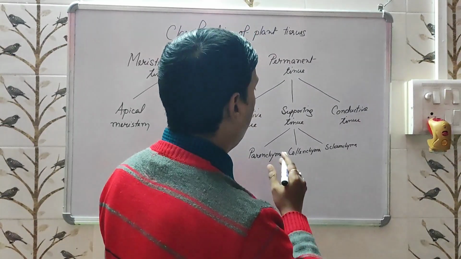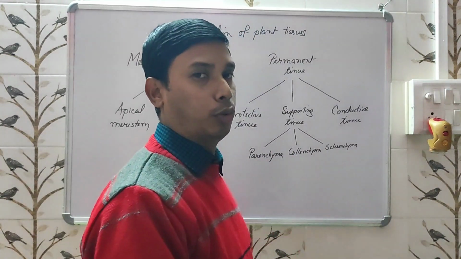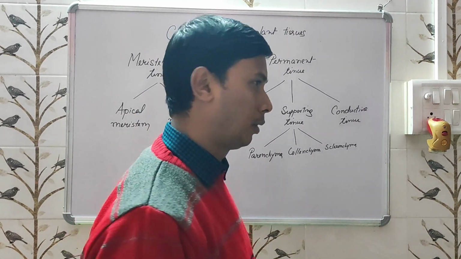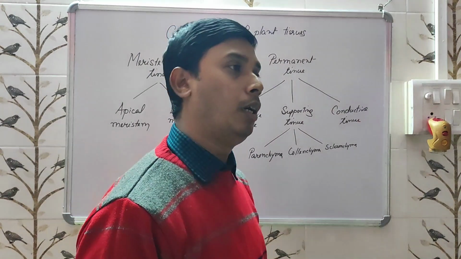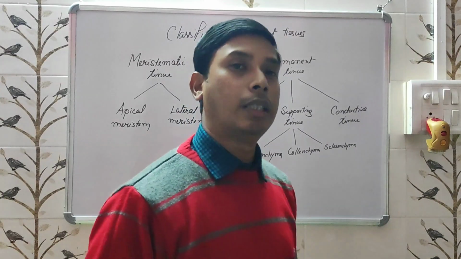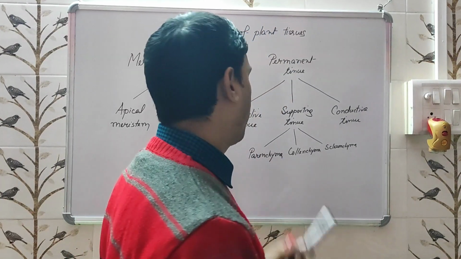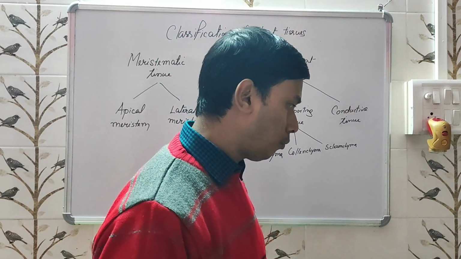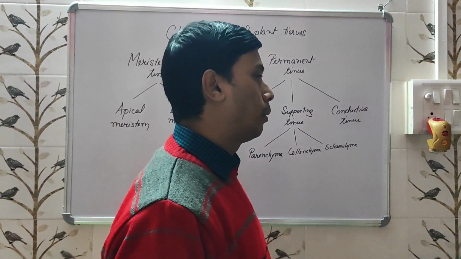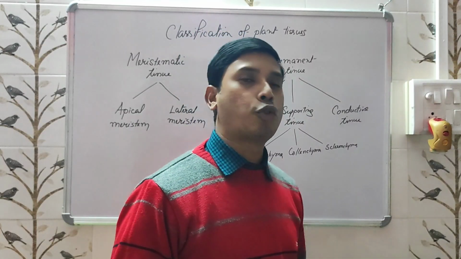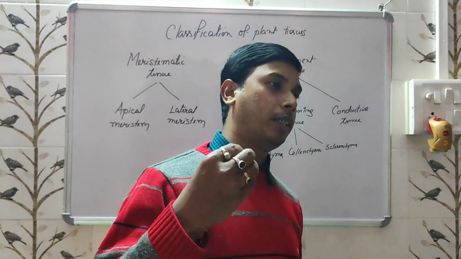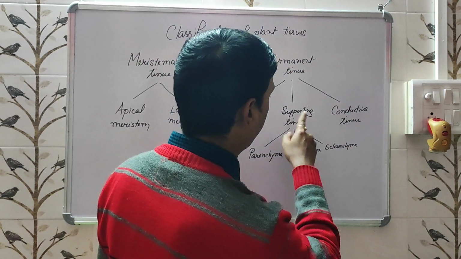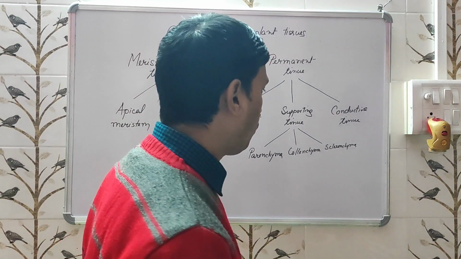So these are all providing support. Some are providing temporary support, some are providing permanent support to the plant. If we talk about parenchyma, it mainly provides temporary support to the plant. The main function of parenchyma is to store food material, as in potatoes. Collenchyma and sclerenchyma both provide mechanical strength, or we can say support, to the plant. So we place them under the supporting tissue.